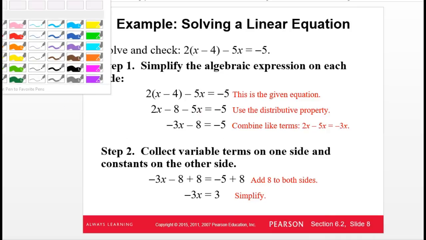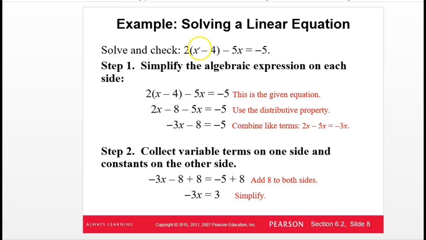Alright, so we got a linear equation. I know this is linear because the variables are being raised to the first power everywhere. And the first thing I want to do is get rid of the parentheses. So to do that, I'm going to use the distributive property, meaning I'm going to multiply the 2 times the x, and then the 2 times the negative 4, so 2x minus 8.